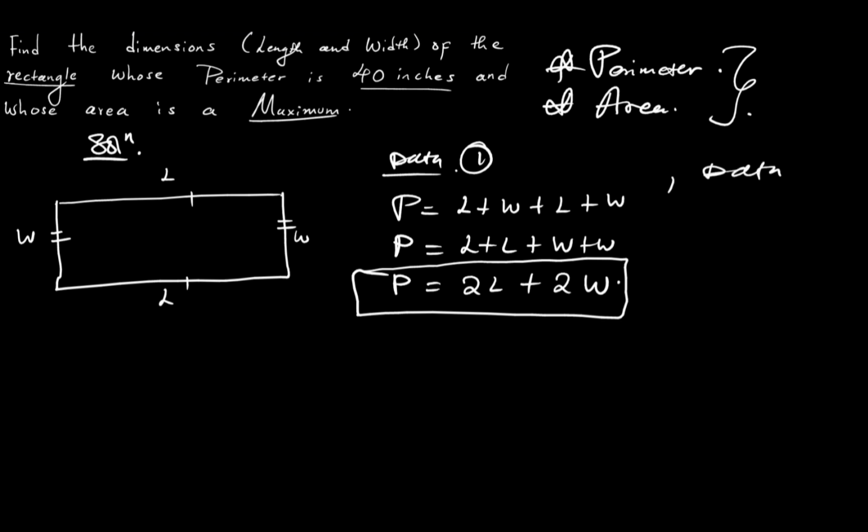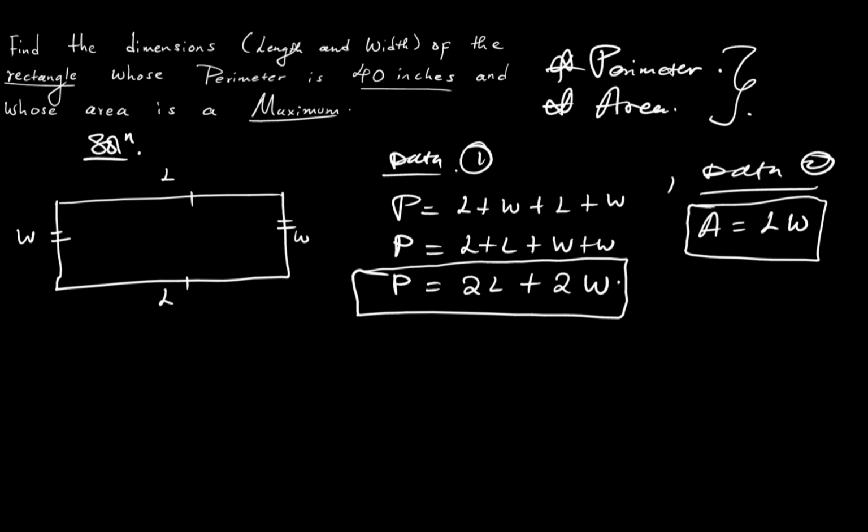As data 2, we'll have the equation for the area. So area will be L times W. Now, between the two, which one am I going to use first? According to the question, the only quantity which has a value is the perimeter. If the area had the value, I would have used the area first. But now the perimeter is the one having the value, so I'll use the perimeter.